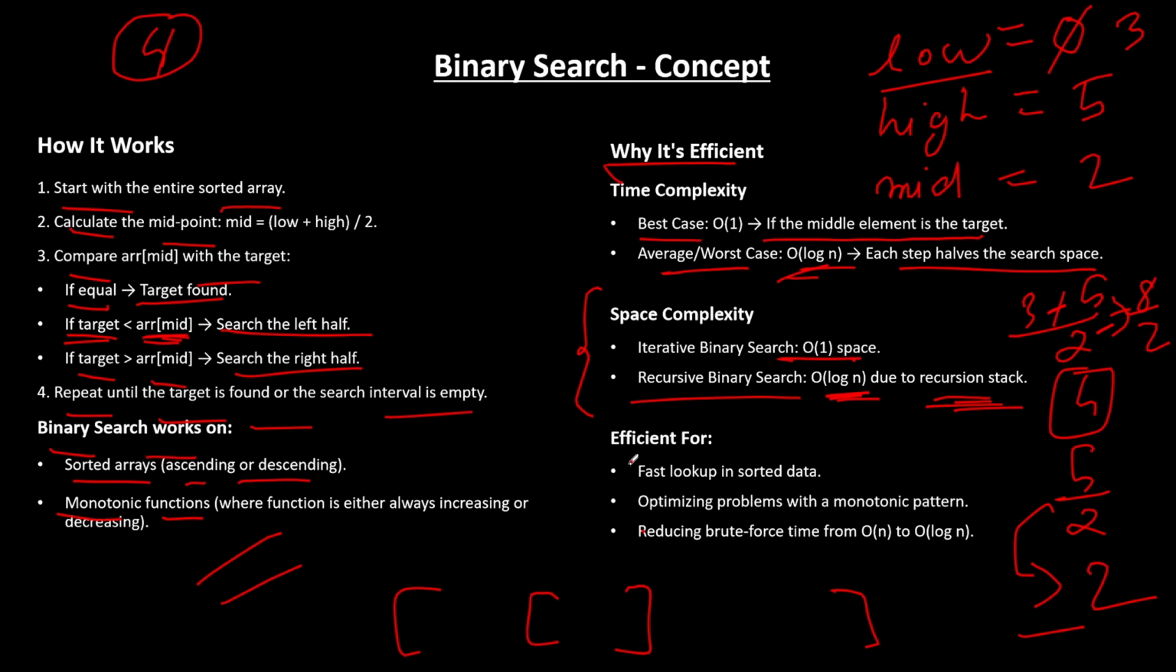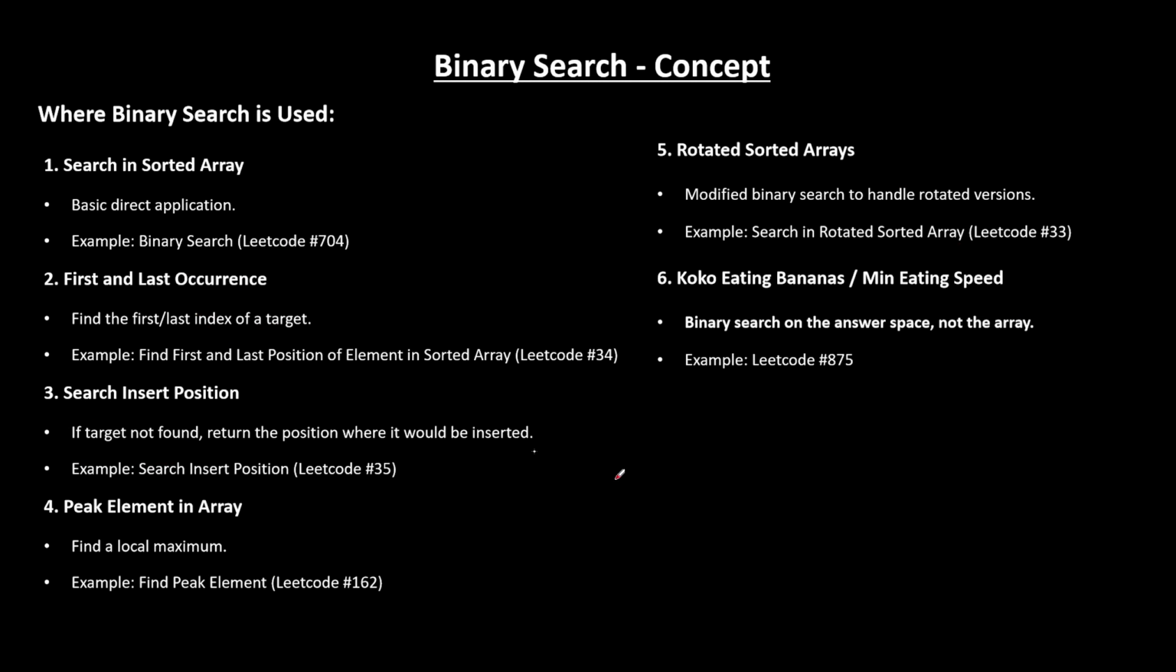Binary search is efficient for fast lookup in sorted data and for optimizing problems with a monotonic pattern, reducing the brute force time from O(n) to O(log n). Now, where is binary search used? Binary search is used in sorted arrays and basic direct applications like the binary search question. I've given you the references of the questions too, and where it is used. This slide is all about that.